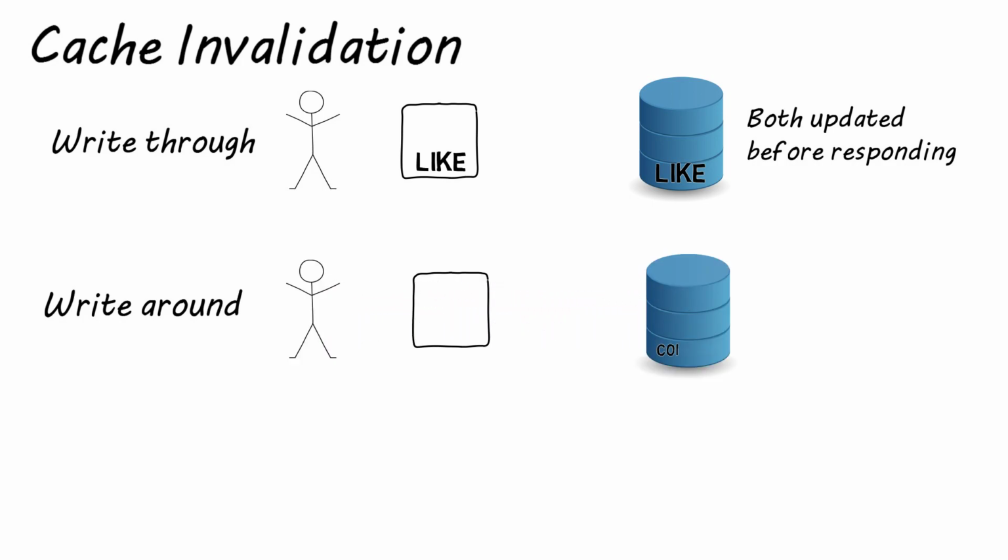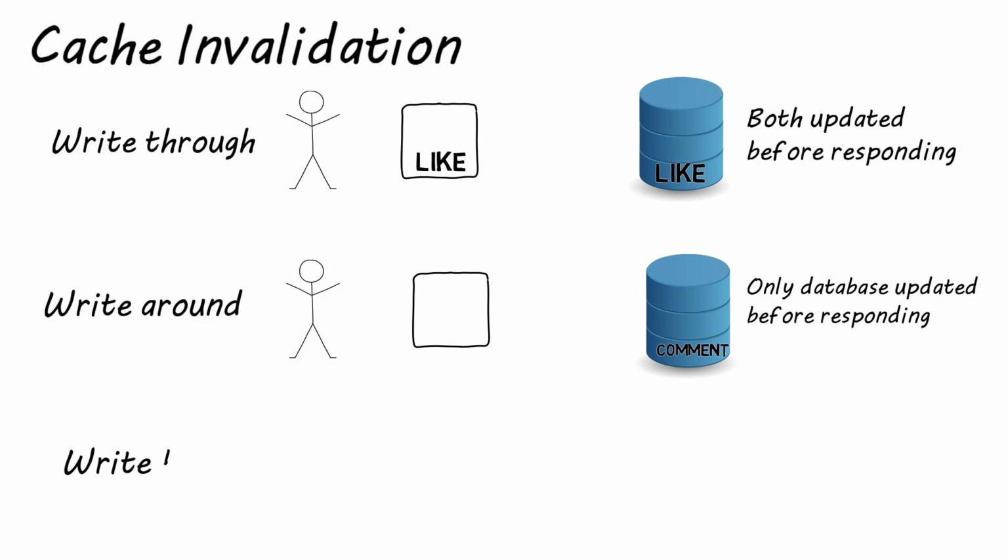Another invalidation scheme is writing around a cache. So similar to the write through, you write to the database, but in this case, you don't update the cache. So you reduce your write latency compared to write through, but now until your cache data is refreshed, your application will return out of date data.